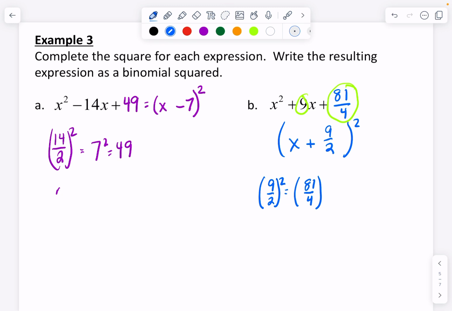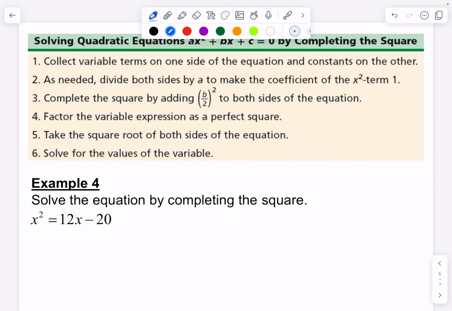Now what is that getting us to? That is getting us to how we solve quadratic equations by completing the square. Okay, collect all variables on one side and constants on the other. Divide both sides by a to make the x squared term 1. So the term in front of the x squared has to be 1. Complete the square by using b over 2 squared. Add that to both sides of the equation. It has to stay equal, has to stay the same.